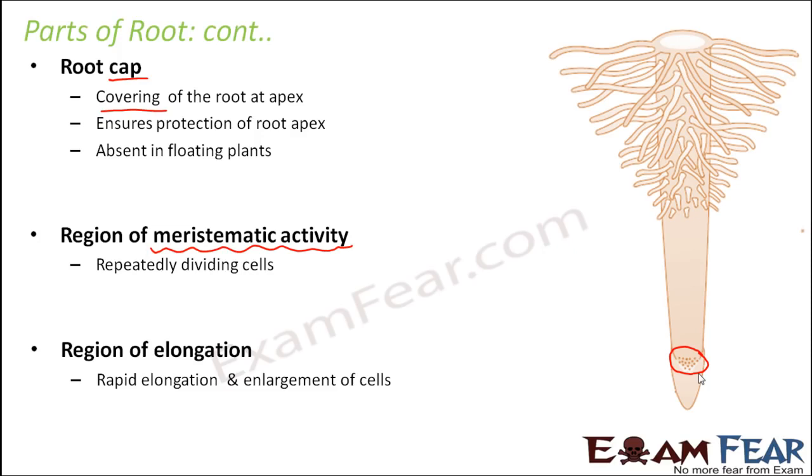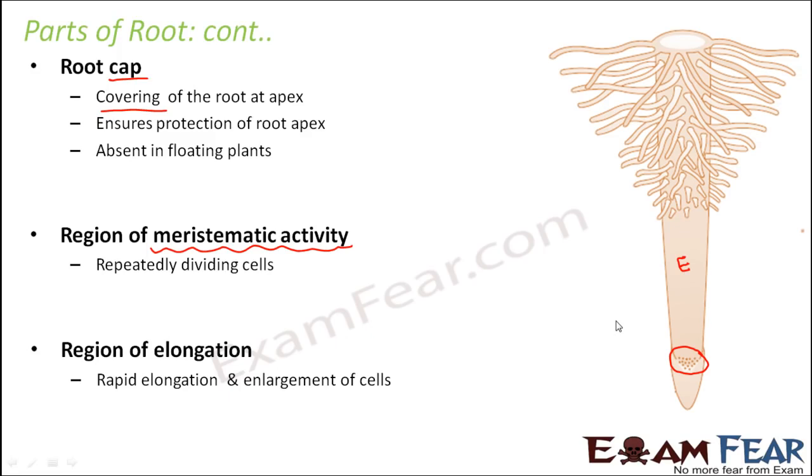Now these cells which are formed, they need to grow. So they need to elongate. So this is the region where rapid elongation and enlargement of cells will take place. So it lies just above the meristematic region. So this was your meristematic region and this is the elongation region. So here the cells will actually start elongating. So the cells which were produced by the meristematic zone, they will undergo rapid elongation here.